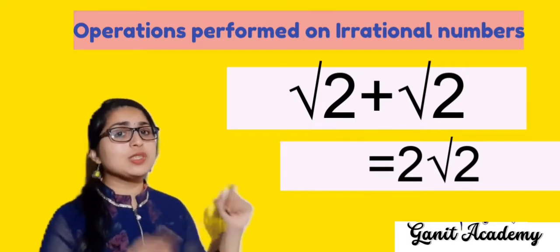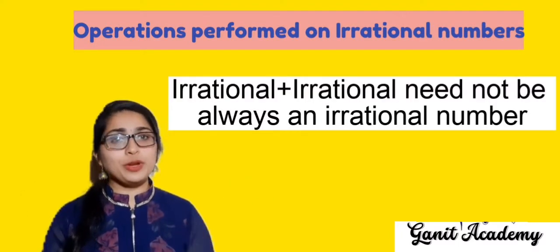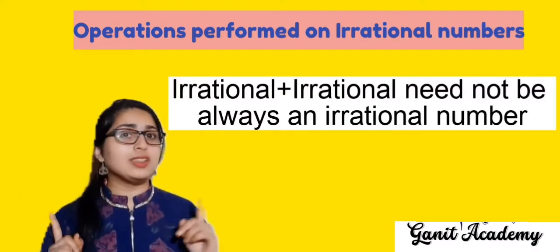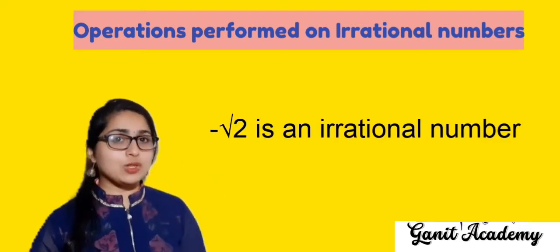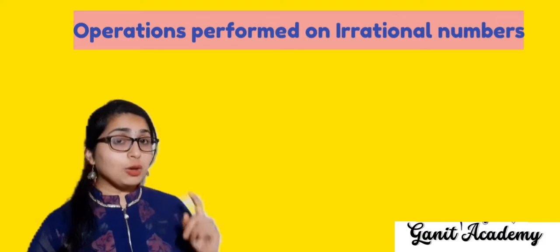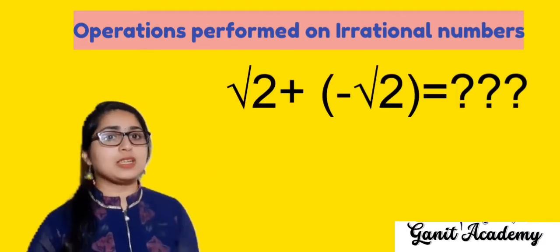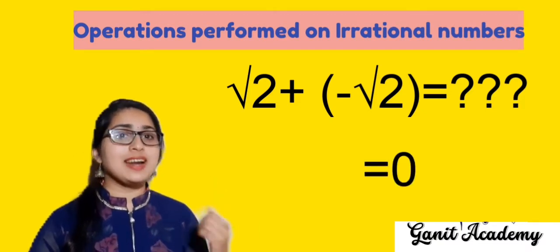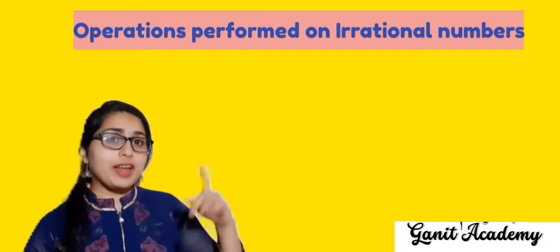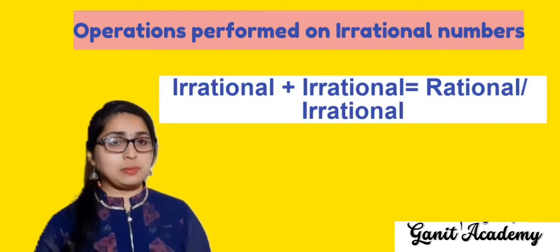Now from this, don't conclude that whenever you add two irrational numbers, you are going to get an irrational number. No, that's not true. See, minus square root of 2 is also an irrational number. Now think what happens when you add square root of 2 with minus square root of 2. You will be getting 0. 0 is a rational number. So whenever you add two irrational numbers, you may get a rational number or an irrational number.